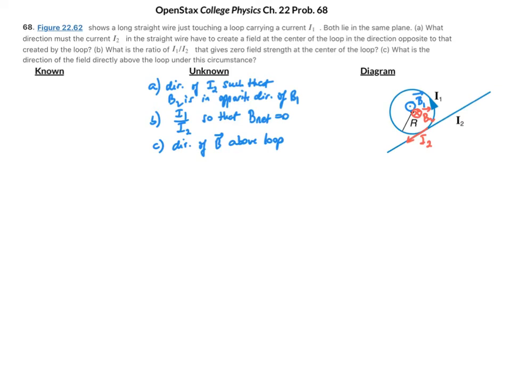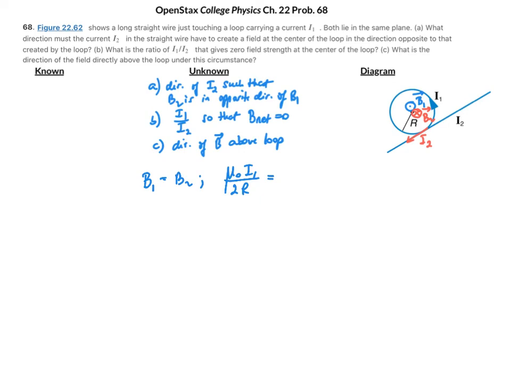Now in part B, we want to know the ratio of I1 to I2 so that the sum of these magnetic fields is 0. So I have one magnetic field coming out, another one going in. If I set those two equal to one another, then I know that the net magnetic field is 0 inside the loop. So I'll do B1 equals B2, and B1 is mu naught I1 divided by, so I1 is a loop, the equation for that is just 2R. So it's mu naught I1 divided by 2R.